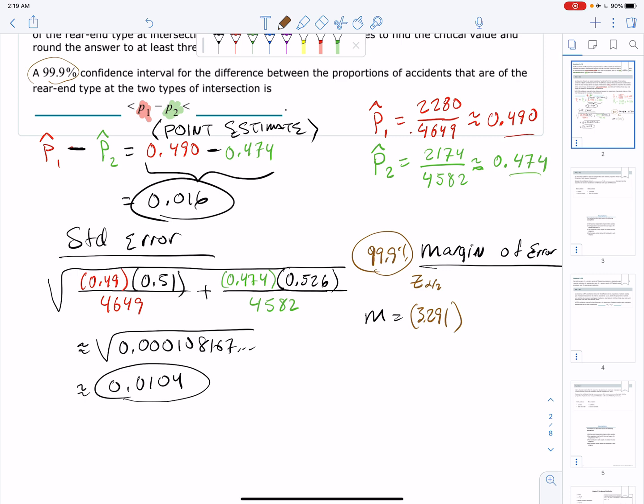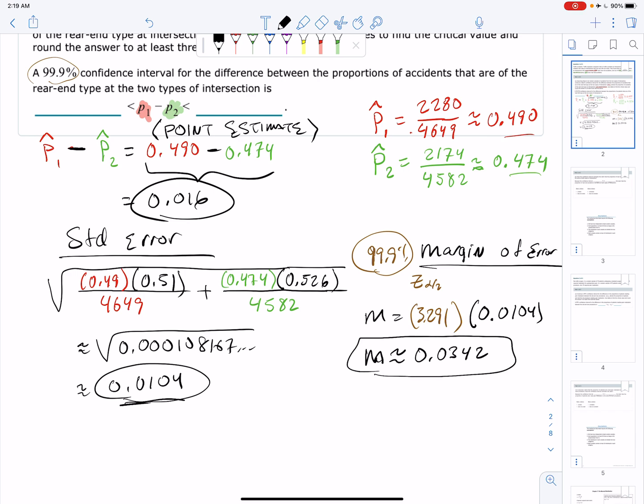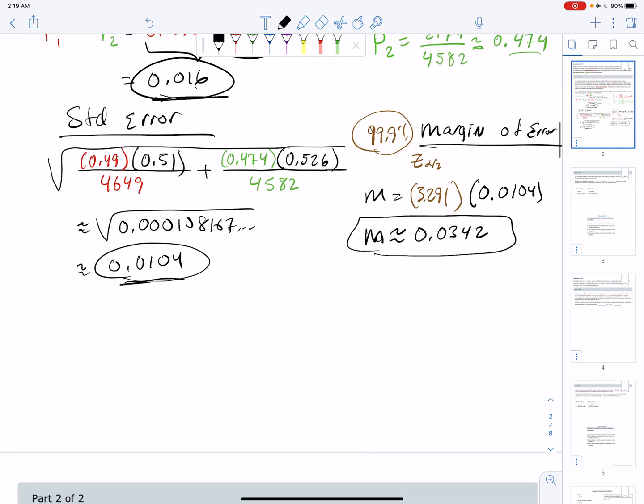Okay, and all we need to do is multiply it by the standard error, which is right here. We did a lot of work to get to that, 0.0104. You multiply those two together and we get approximately 0.0342. Okay, great. We've got the margin of error, which is super important, and we've got our point estimate. Those two pieces are really going to get it done for us.